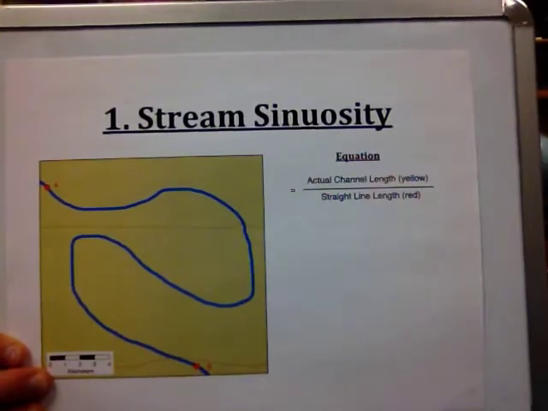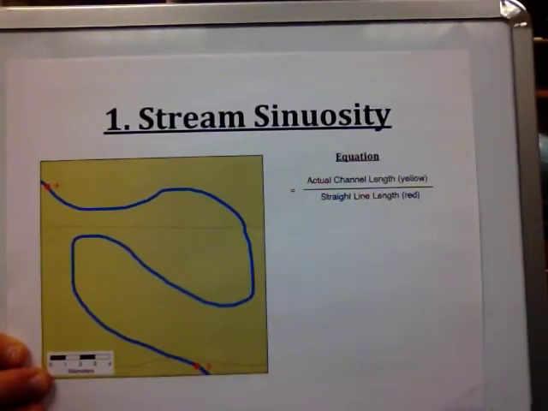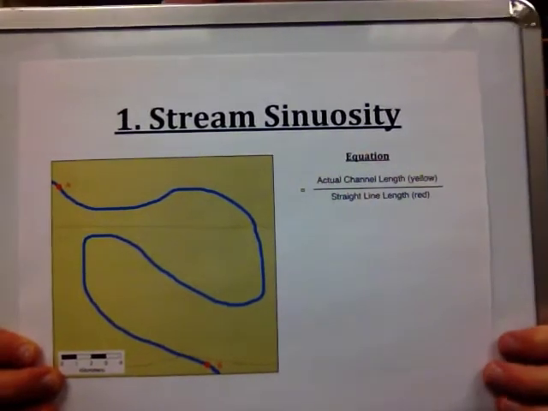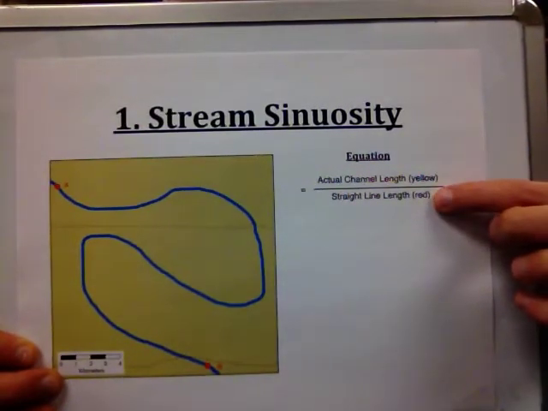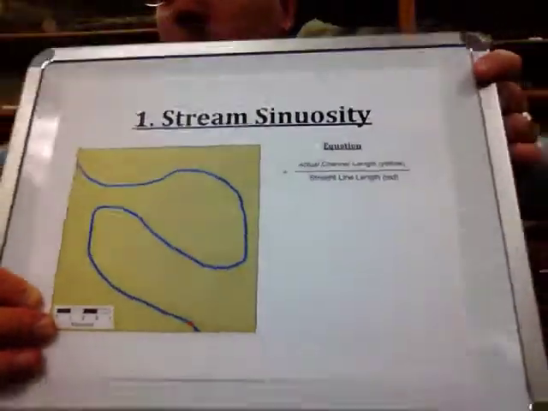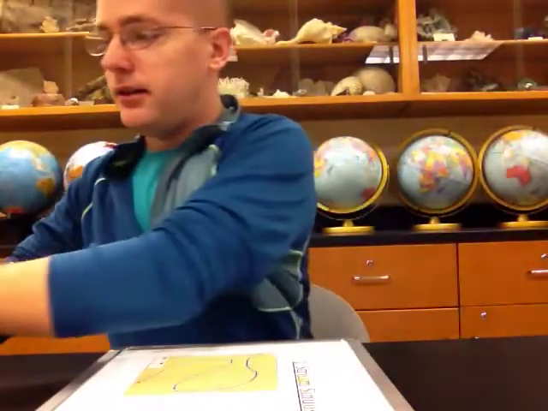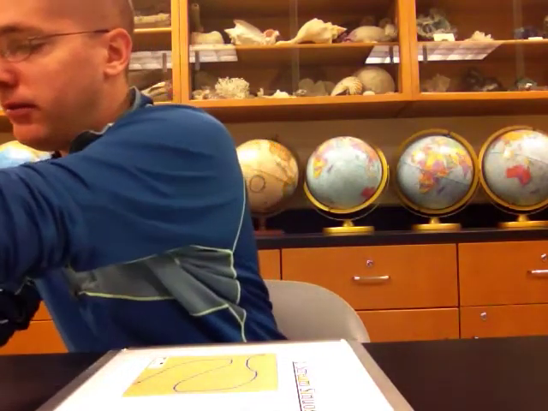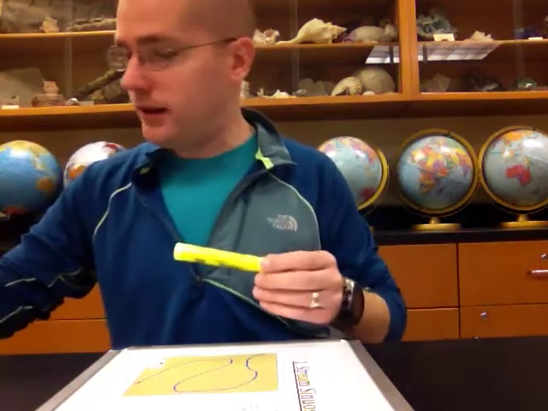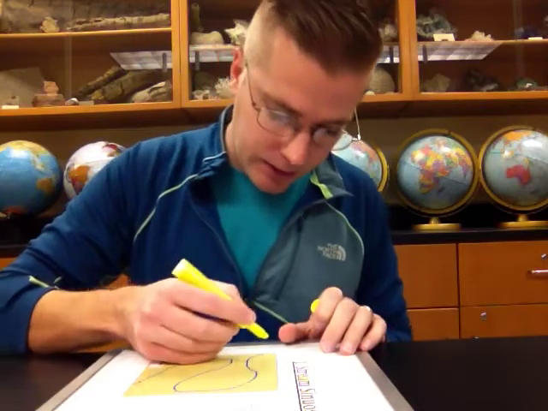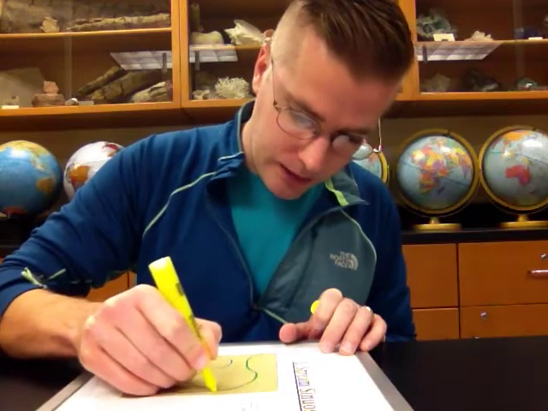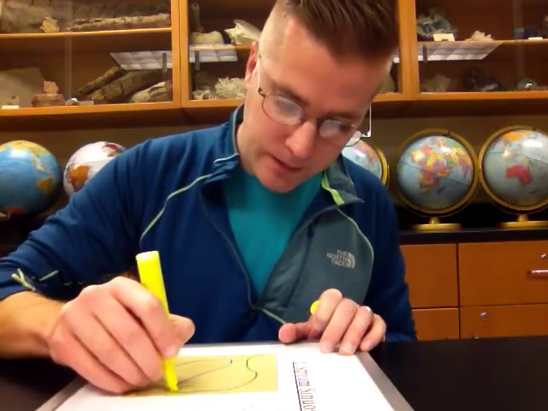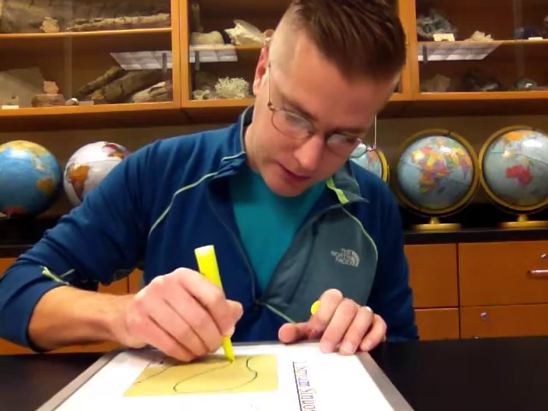For stream sinuosity, you see that we will be measuring on the map the actual length of the stream versus the straight line length. So what I'm going to do is highlight and draw what we're going to measure on the map so that we can see it a little bit more easily. So the actual channel length I'm going to highlight in yellow, which is not going to show up too great on this map, but will hopefully help you see it a little bit easier.